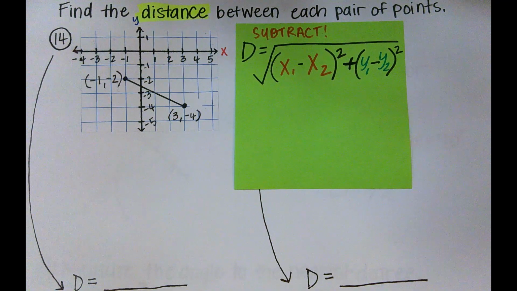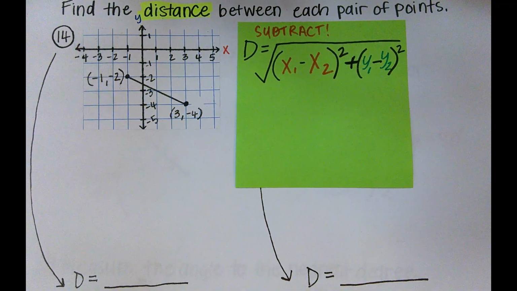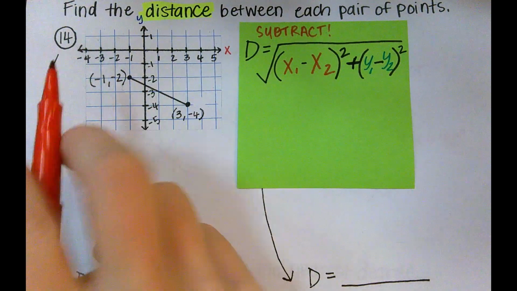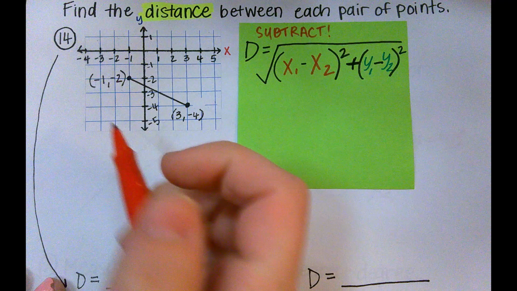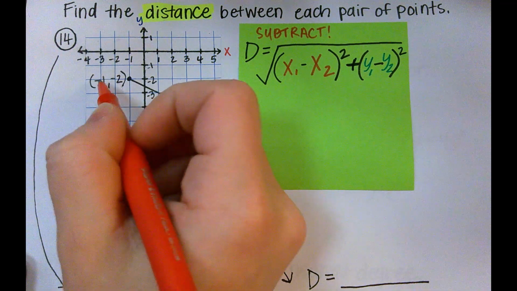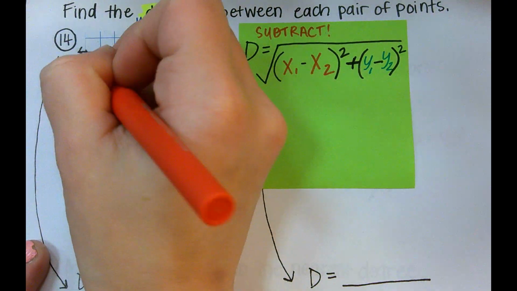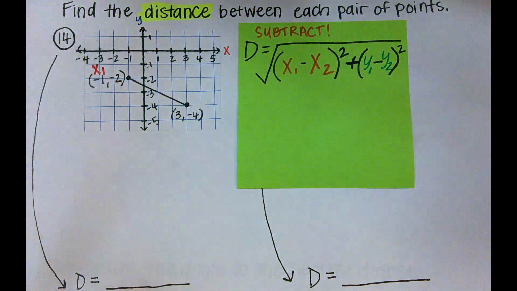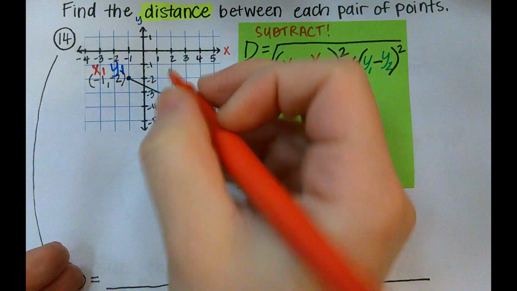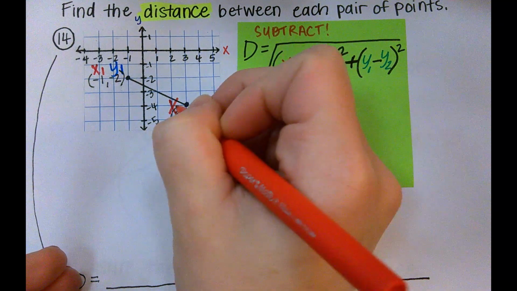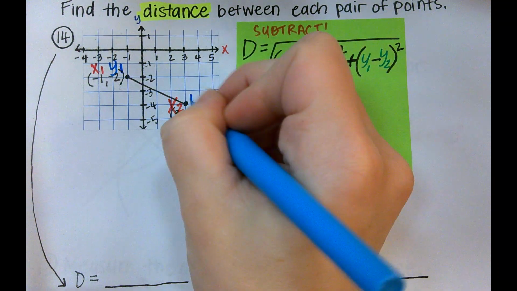Plugged in. So looking at number 14, we have two different points. Let's label them. I'll start with the one on top. You could start with the bottom, you will get the same answer. How would I label -1? X1. Good. And Y1 for -2. And then 3 is X2, and -4 is Y2.